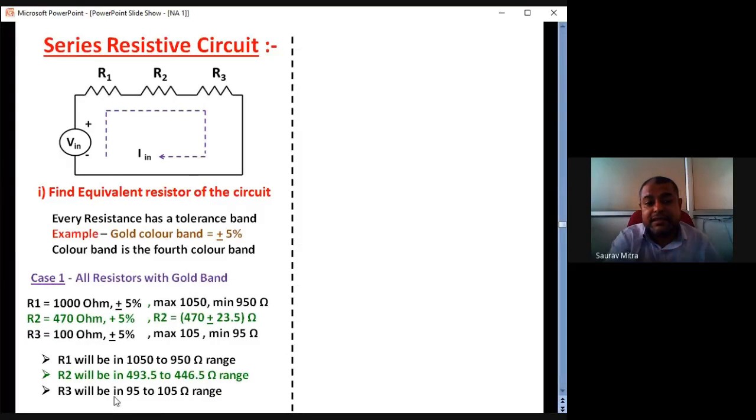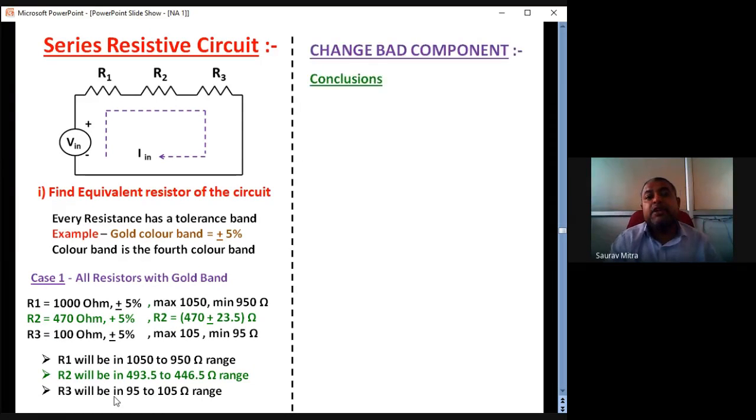So this slide is giving you the concept of tolerance, and this is applicable for all the experiments. Most of the experiments use resistive components. So in every experiment, as soon as you get some component resistor, please check its value by measuring it using an ohm meter and check whether it matches its color coding.